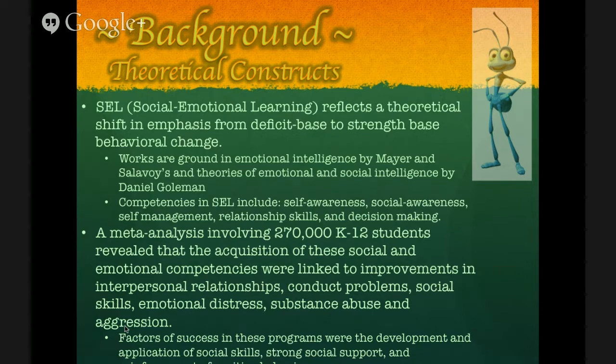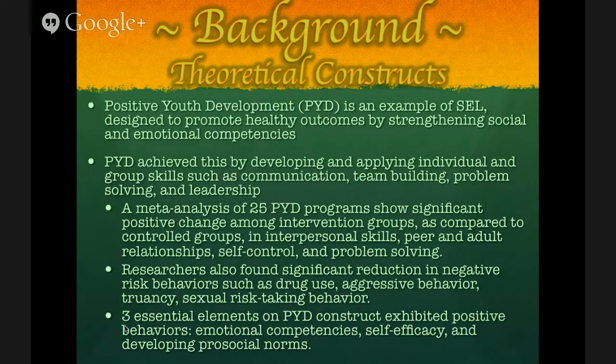A meta-analysis involving 270,000 students K through 12 revealed that the acquisition of these social and emotional competencies were linked to improvement in interpersonal relationships, conduct problems, social skills, emotional distress, substance abuse, and aggression. Factors of success in these programs were the development and application of these pro-social skills and strong social support.